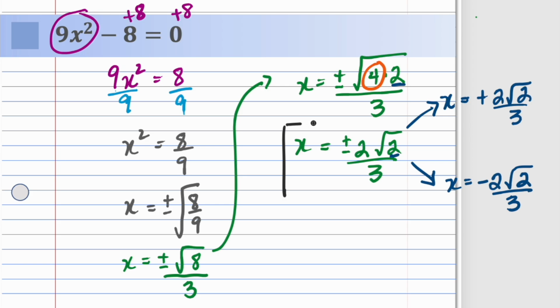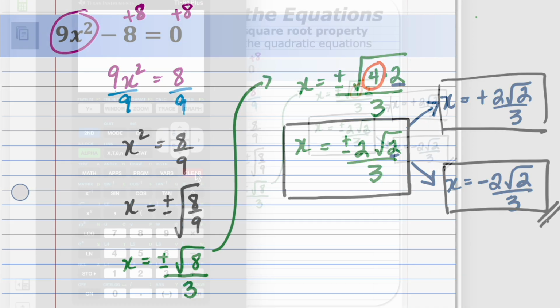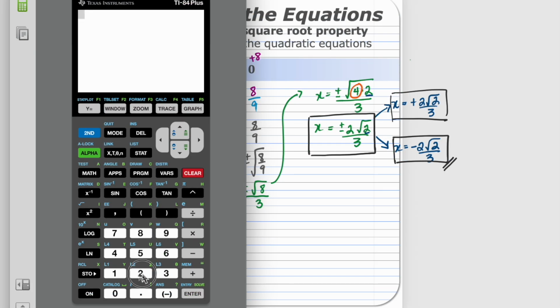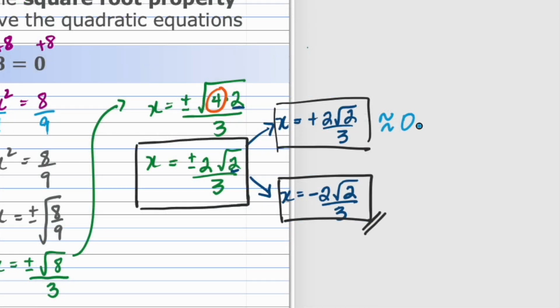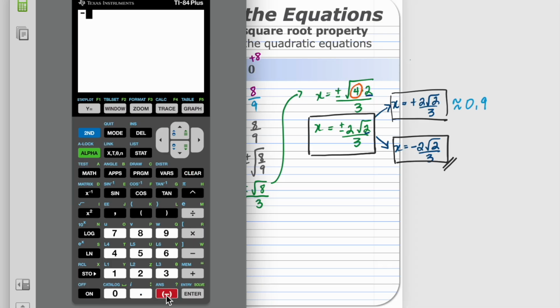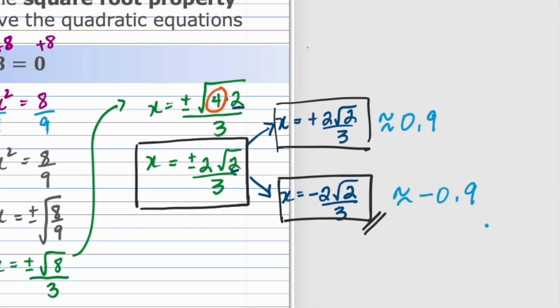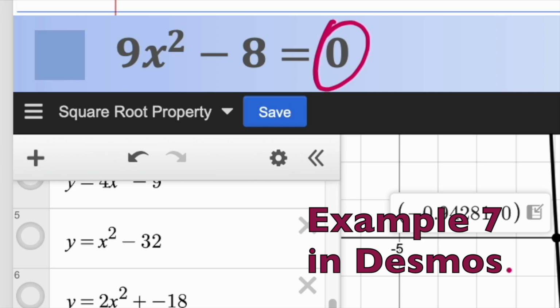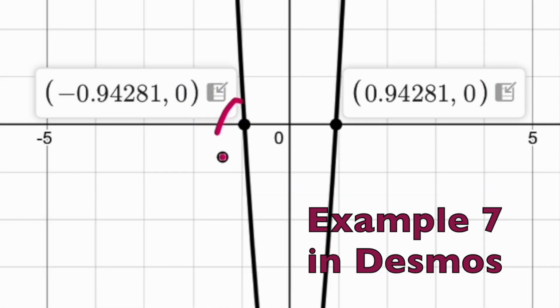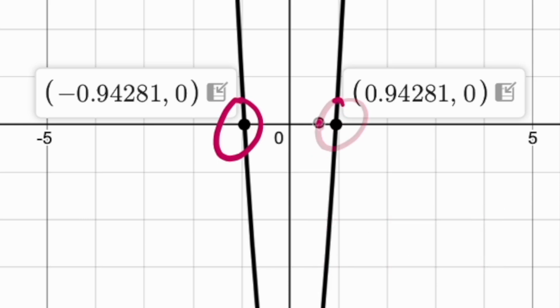And you're certainly welcome to leave your answer like this, or you can write them out like this. It's up to you. And using our calculator, we'd get 2 square root of 2 equals, divided by 3, 0.9. And the second one, negative 2 square root of 2 equals, divided by 3, negative 0.9, the two roots. We'll change this 0 to a y and graph it. There's the y. And we get negative 0.9 and 0.9.